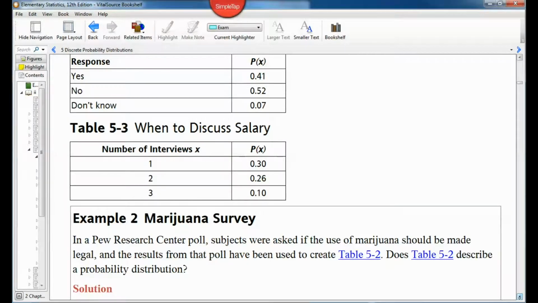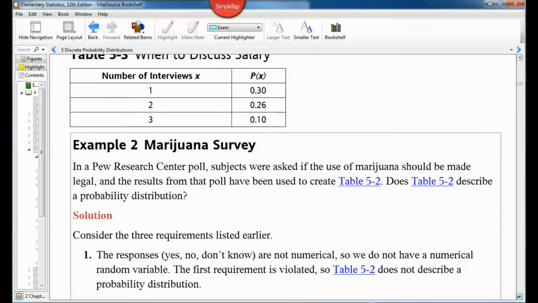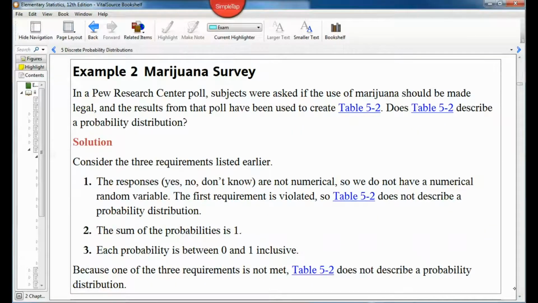Alright, let's look at example 2 here. This is a hot topic in the nation. A marijuana survey. In a Pew Research Center poll, subjects were asked if the use of marijuana should be made legal. And the results from that poll have been used to create Table 5.2. Does Table 5.2 represent a probability distribution?